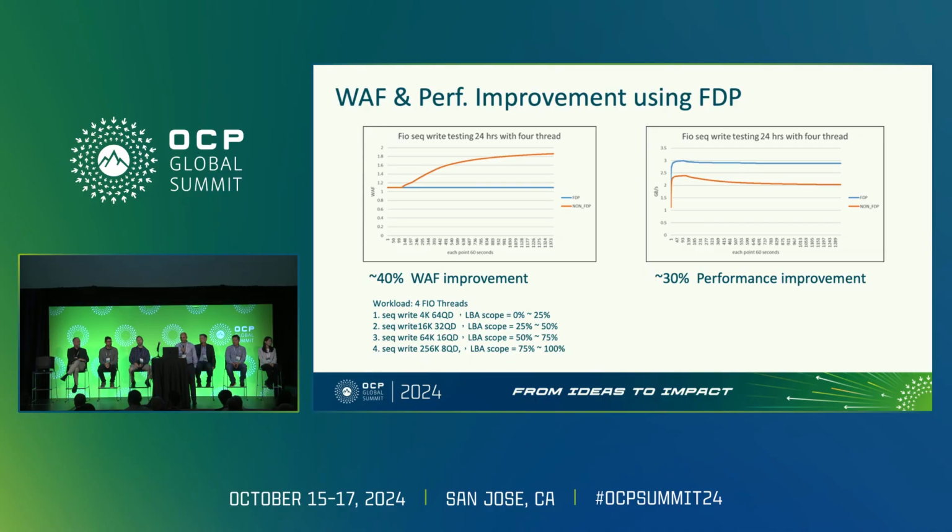So what is happening in the background is basically it is writing sequentially, and there is no garbage collection, right? That is how you're getting better WAF. So you're getting almost a WAF of close to 1 with FDP.